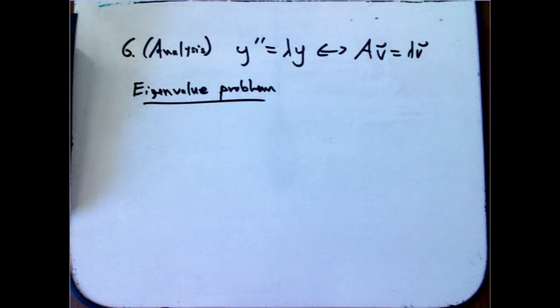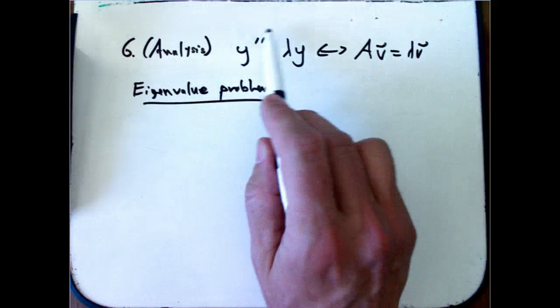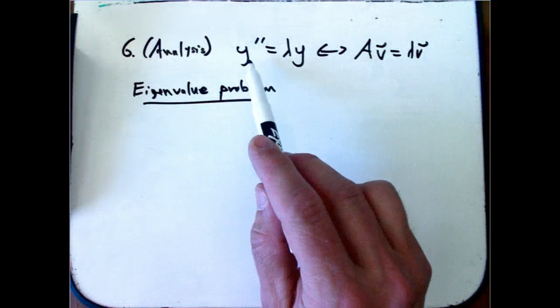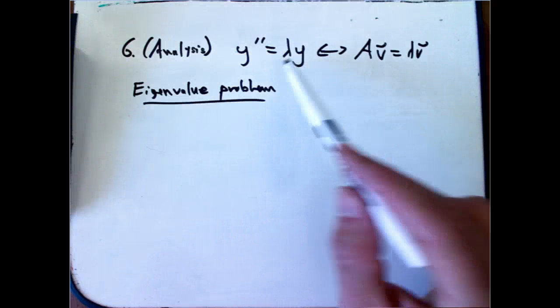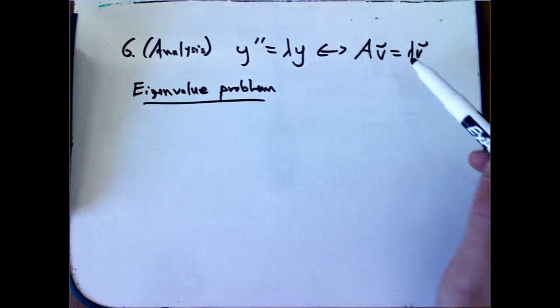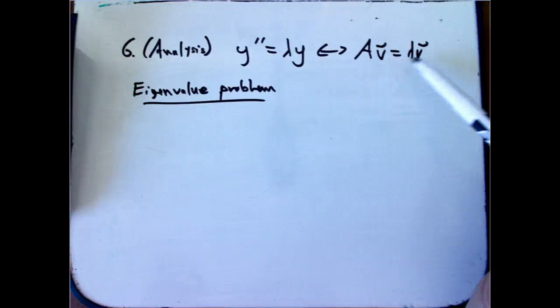So let's look at another very cool extension of the ideas of complex numbers. I want to go back to the simple version of our motivating problem, y double prime equals lambda y, where lambda is some number. And I want to point out a similarity to, this was in number 3 just a couple of videos ago, this idea of an eigenvalue and an eigenvector.